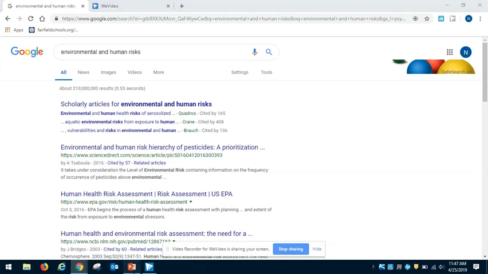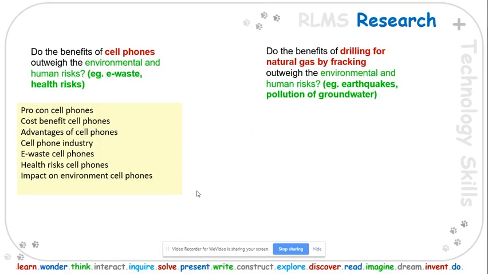Let's take a look at the first question: do the benefits of cell phones outweigh the environmental and human risks? It asks you to look at both sides of an issue and answer that question. So you can use words like pro con and then the word cell phone, and hopefully you find somewhere online the debate. Another word for pro con would be cost benefit. You could put in cost benefit and then add the word cell phones, and that will start to drill down to the information that you're really looking for. You could also just pick one side, advantages of cell phones or disadvantages of cell phones.